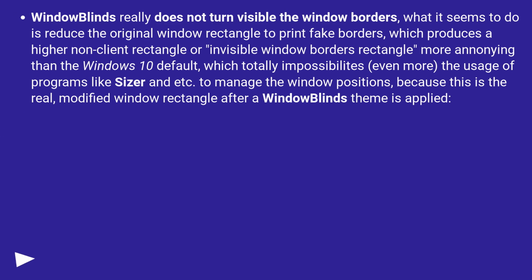Window Blinds really does not make the window borders visible. What it seems to do is reduce the original window rectangle to draw fake borders, which produces a larger non-client rectangle, or invisible window borders rectangle, more annoying than the Windows 10 default, which totally makes it impossible.